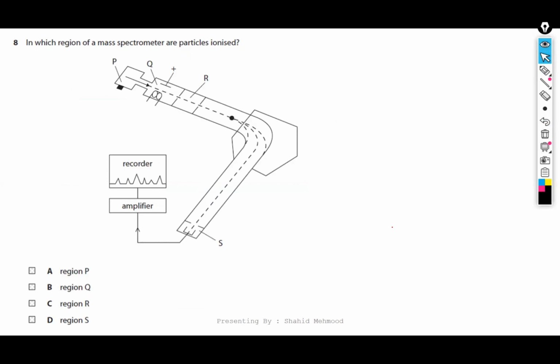Question 8. In which region of a mass spectrometer are particles ionized? If you remember the diagram of the instrumentation, P is the sample area, while Q, which is positive and negative, is where the particles are ionized. So the correct option is option B.